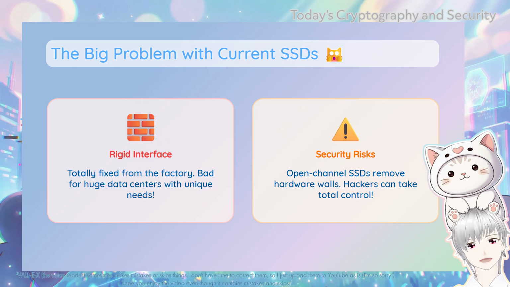Some newer technologies tried to fix this by letting the computer's operating system take over some of the translation chores. These new designs are called open-channel SSDs, also known as OC-SSDs. But wait, doing that creates a really scary and dangerous security risk for the user. If a nasty virus or a hacker takes over your operating system, they now have total control over your physical storage drive. That is right. The protective hardware wall between the computer and the drive is completely gone, leaving your data vulnerable.